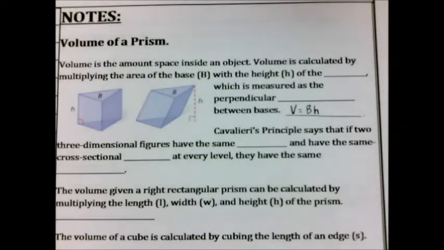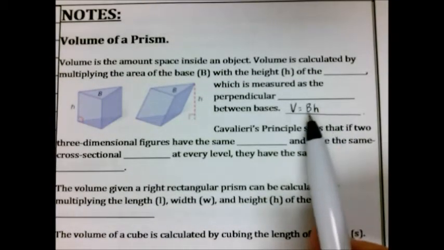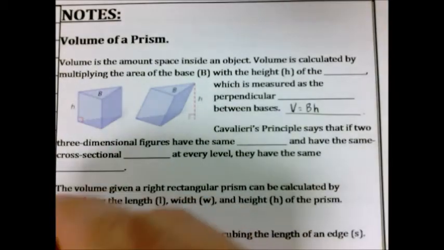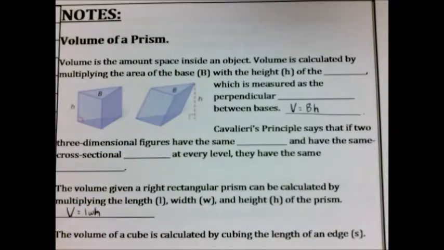Okay, now the volume of a right rectangular prism, as a specific type, can be calculated by multiplying the length times the width times the height of the prism, okay? Length times width of a rectangle is really just the area of the base. So that's all we're doing here: the volume is calculated by length times width times height. And that's a special formula that we can use just for a rectangular prism, since rectangular prisms are a little bit more common.